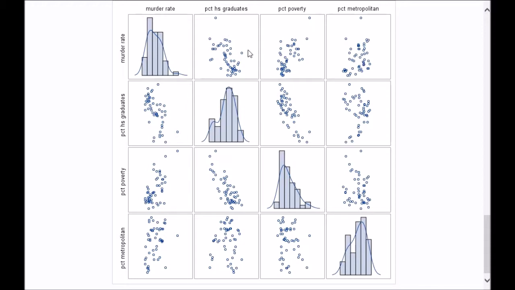So this is a good example of how we might use multiple regression to get at multi-determined outcome variables, as murder rates may be a function of all 3 of these things, not just one, and so we may want to use a model that includes all 3 predictors.